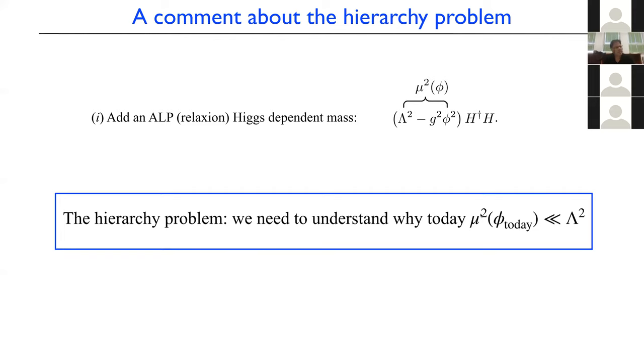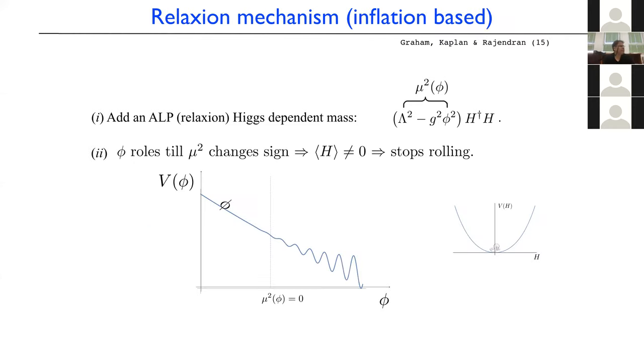This will be if mu squared of phi, with the vev evaluated today, is much smaller than lambda squared. So that will be the magic of this theory. Okay, that's the first term. Now, as we said, because we have some non-trivial cosmology, the field phi coherently changes with time. And in order to arrange for such a thing, we will have a non-trivial potential.